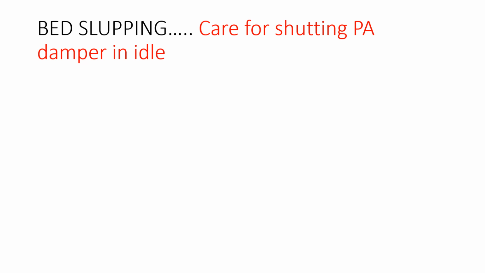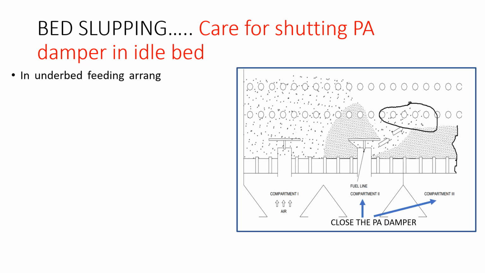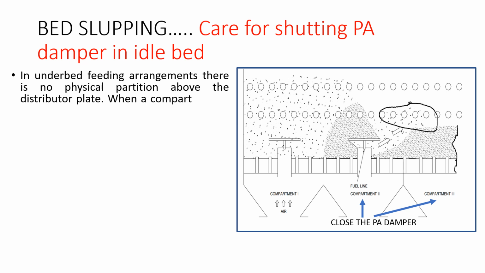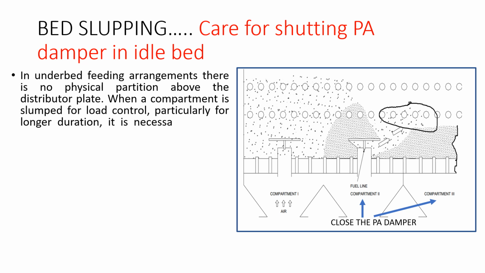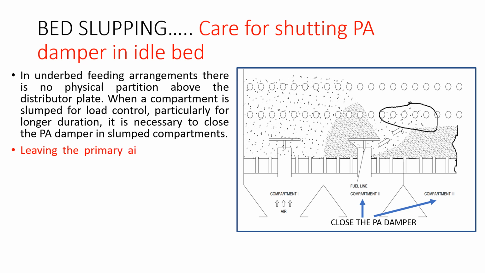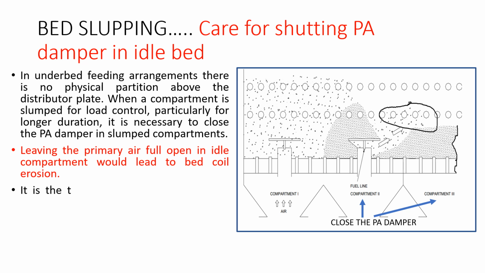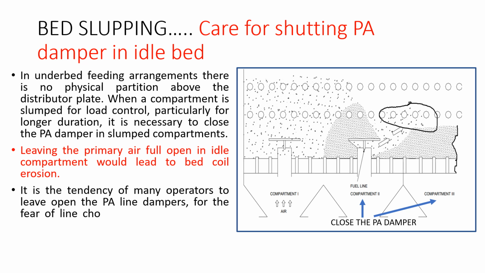Another operational thing during bed slumping: you should take care to shut the PA damper in the idle bed. When the bed is idle, you should close the PA damper. In underbed feeding arrangements, there is no physical partition above the distributor plate. When a compartment is slumped for load control, particularly for longer duration, it is necessary to close the PA damper in slumped compartments. If you leave the primary air damper fully open in the idle compartment, it will lead to bed coil erosion. It is the tendency of many operators to leave the PA line dampers open for fear of line choking. The bed material is continuously thrown at the bed coil because of the PA damper being open, and that is how the erosion takes place.